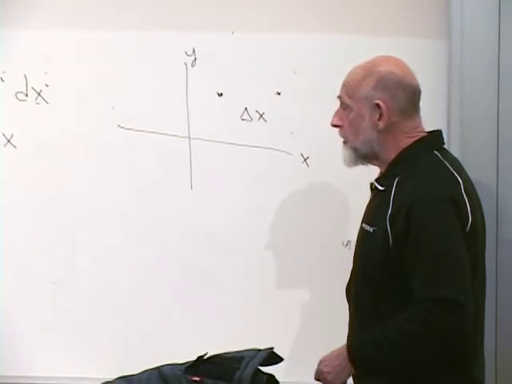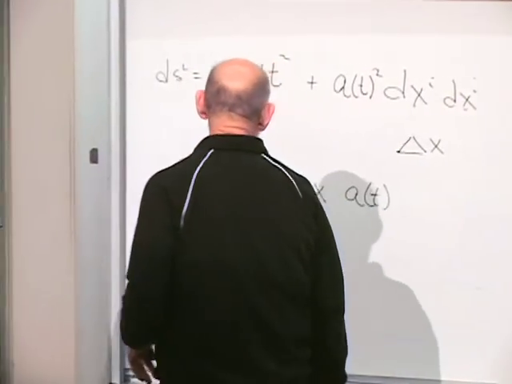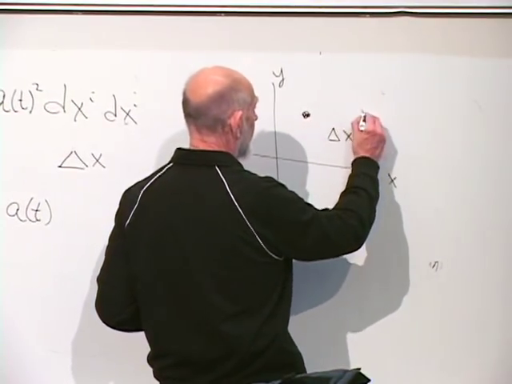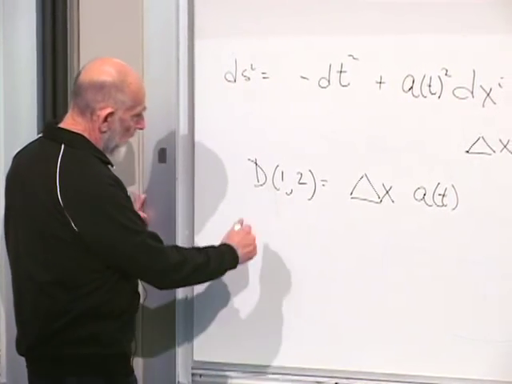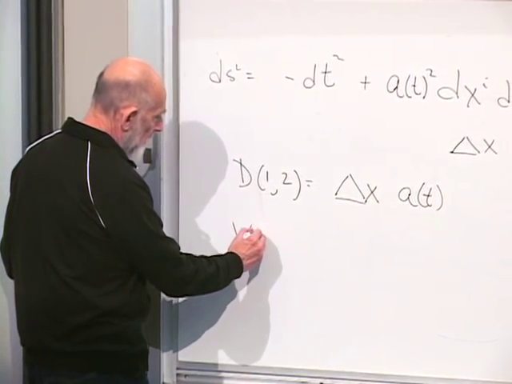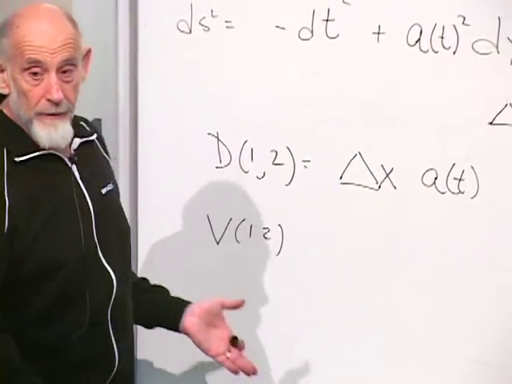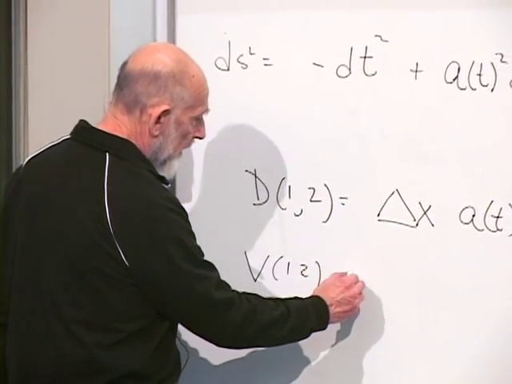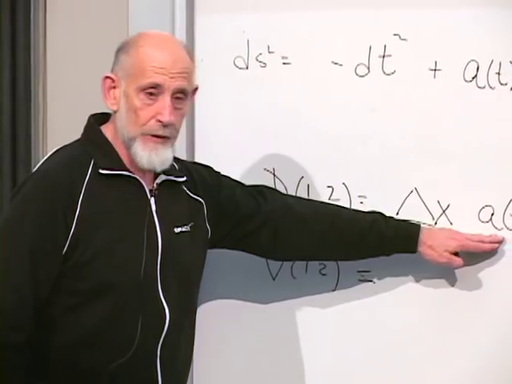Let's talk about the velocity between those 2 points. We're holding the x's fixed. All right, so the 2 points in the plane are fixed. They don't change. What's the velocity between the 2 points? v12. Well, that's just the time derivative of the distance between them, right? What's the time derivative of the distance between them?